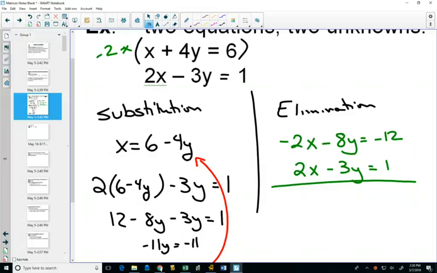And sure enough, the negative 2x and 2x cancel out, get eliminated. Negative 8y minus 3y would become negative 11y, and negative 12 plus 1 would become negative 11. And you get y equals 1 that way as well. It should be the same answer. Okay? So this idea will form a basis for solving later on.